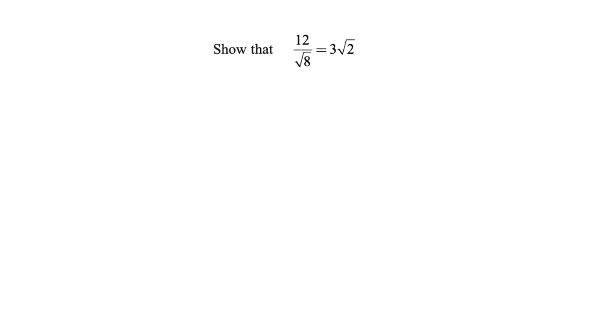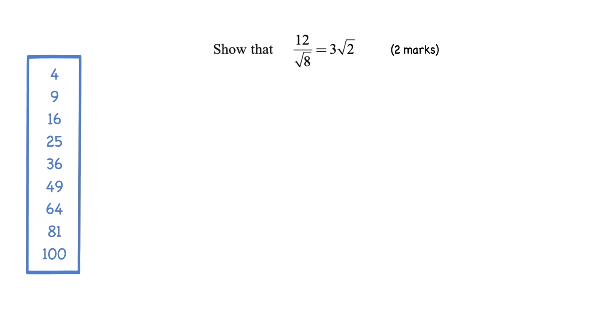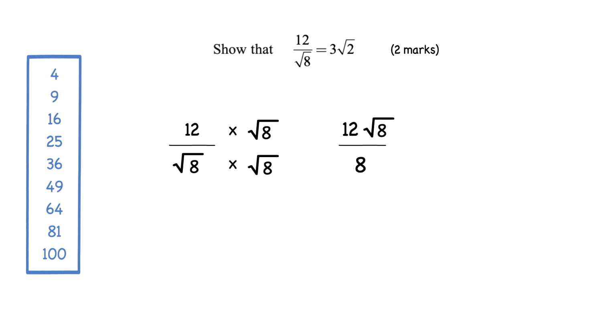For this question, we've got another fraction, so we would be expected to rationalise and then put it in the format 3 root 2. Once we've written out our square numbers, the first thing we want to do is times both the top and the bottom by root 8. Now on top we will have 12 root 8, and on the bottom we'll have an 8.